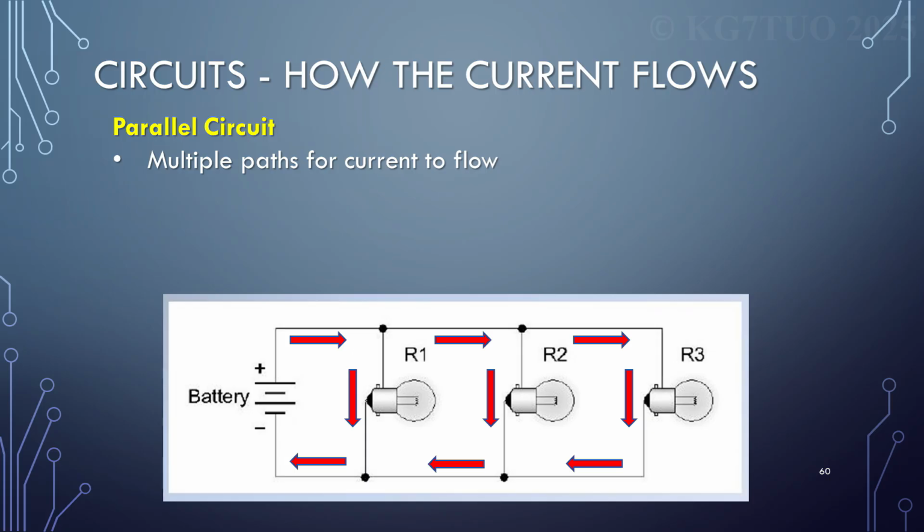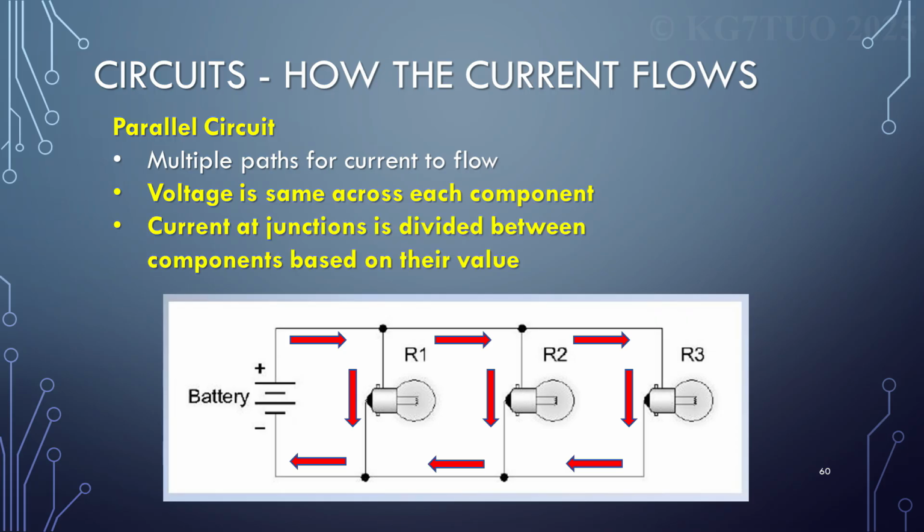Okay, multiple paths for current to flow. Parallel circuit, the voltage is the same across each component. Current at the junctions is divided between the components based on their values. So the voltage is the same at all points, but the current is divided. So if there's 100 amps measured flowing from there to there, there's going to be 33 amps at each one of those. Okay, the current is divided, okay? But the voltage is the same across all components.